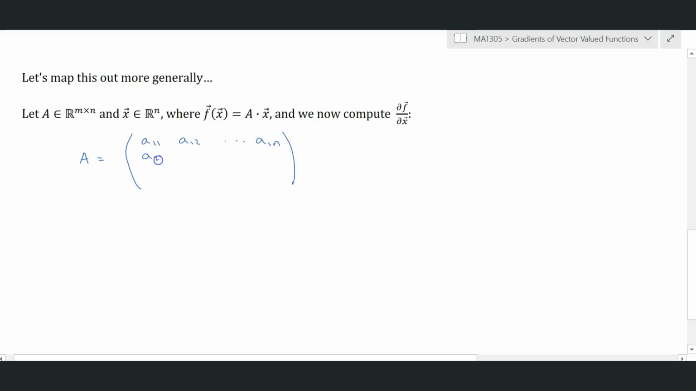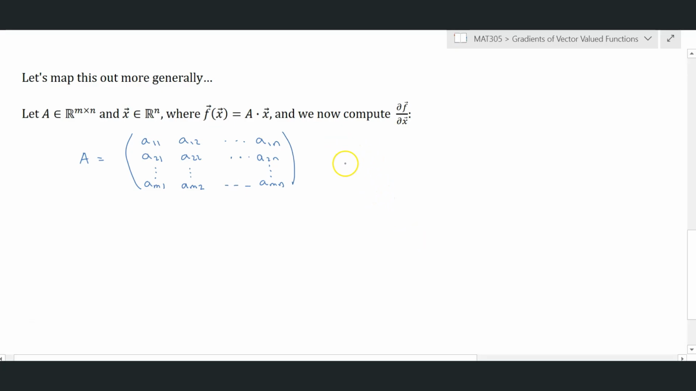Second row will be A21, A22. Notice the subscripts tell you row, column. So 22 would mean second row, second column. And then all the way up to A2N. Now this will keep going. So we'll go down to the mth row, AM1, AM2, all the way over to AMN. It'll look like this.